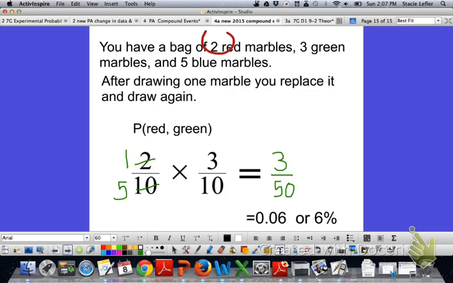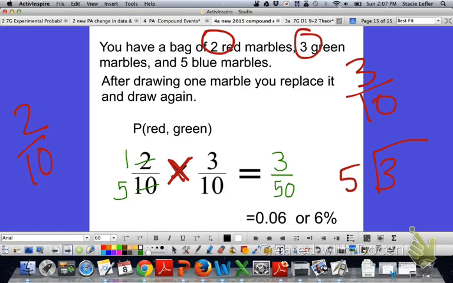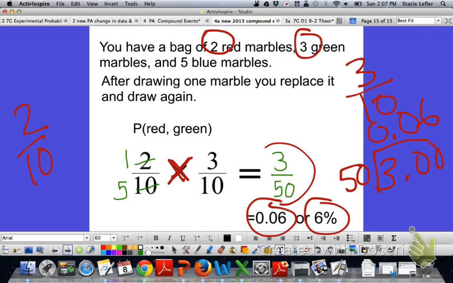Well, since there are 2 red marbles in the bag, out of 10 total marbles, that would be 2 out of 10. For the green marbles, we have 3 green out of 10 total. That would be 3 out of 10. Multiply those two probabilities. Remember, you can simplify first. And you would get 3/50ths. 3/50ths, 3 divided by 50, would be 6 hundredths, which is 6%.